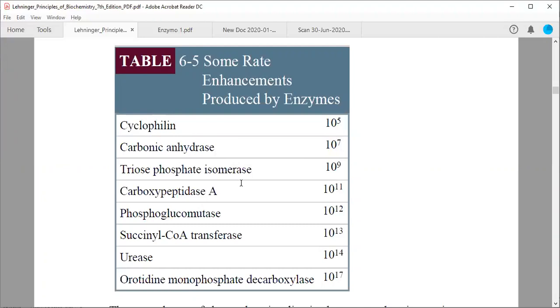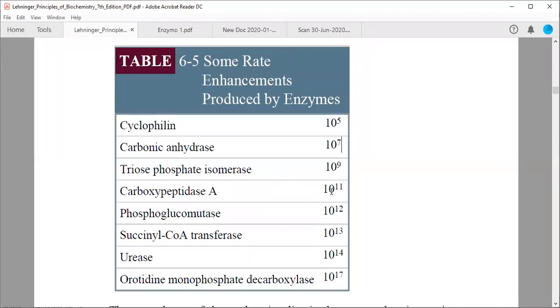Then there is triose phosphate isomerase. If you remember the glycolysis pathway, you will find this important enzyme, which is used to convert fructose 1,6 bisphosphate into glyceraldehyde 3 phosphate and dihydroxyacetone phosphate. So triose phosphate isomerase converts these three carbon forms into each other, and it increases the rate of reaction 10 to the power 9-fold.